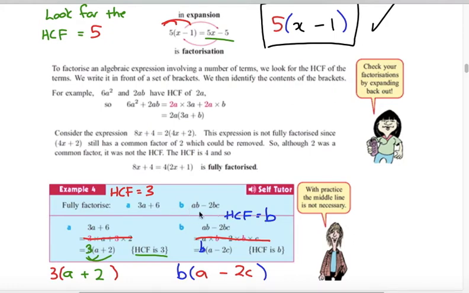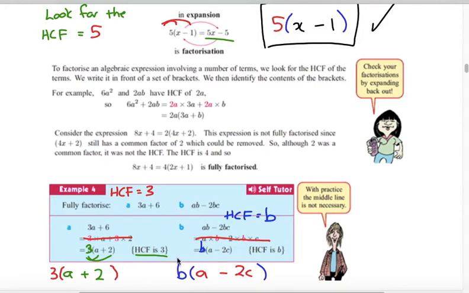Something like ab minus 2bc. There's no number other than 1 that's common to both of those. So instead it's just going to potentially be a letter. So is there a letter that appears in both of them? Yep, there is. There's b. A doesn't appear in both and c doesn't appear in both. So it's not going to be bc or ab. So it's just going to be b. Highest common factor is b.